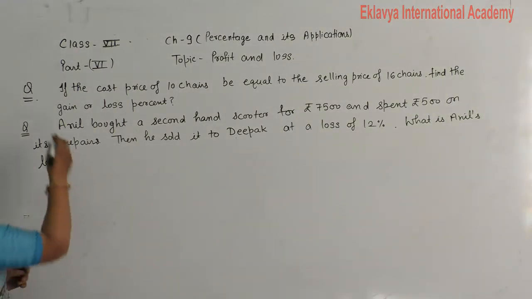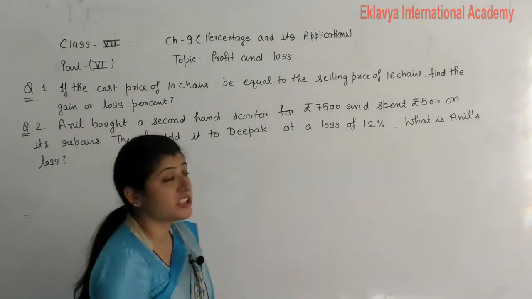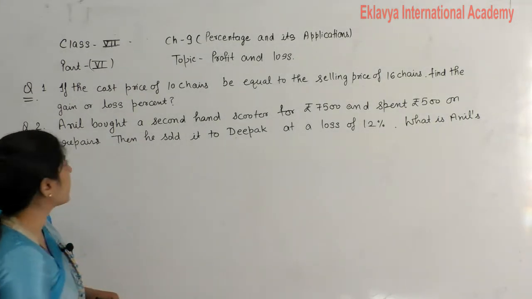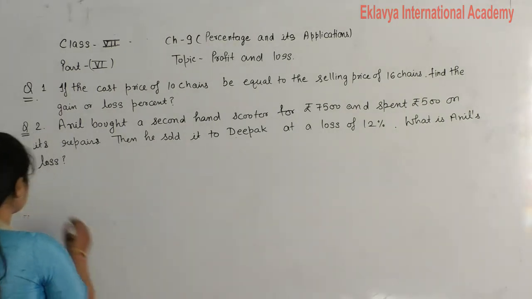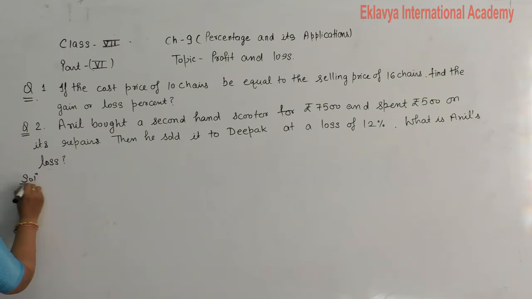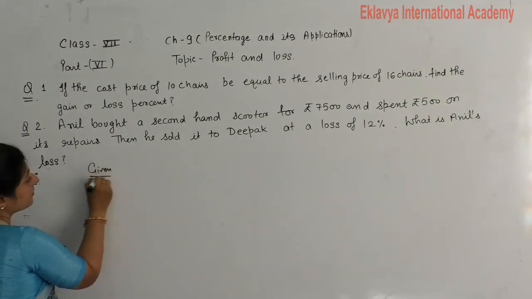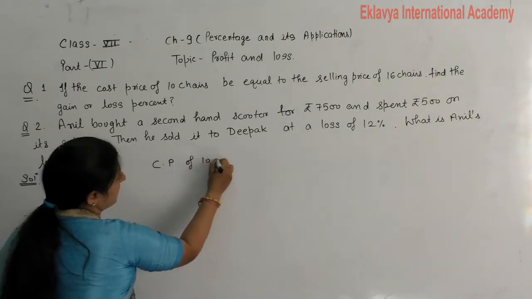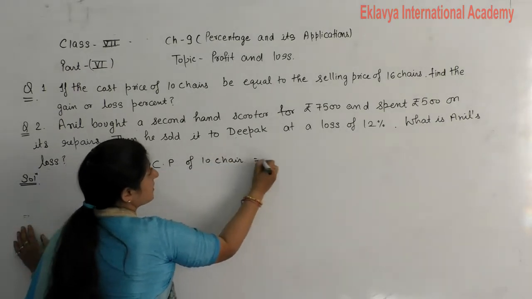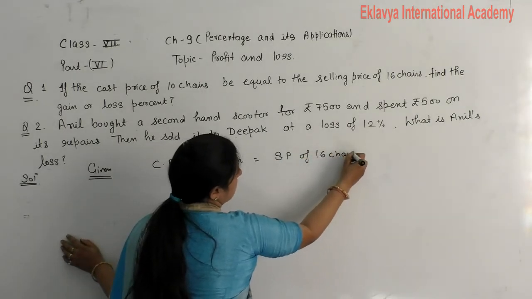First question is this: if the cost price of 10 chairs be equal to the selling price of 16 chairs, find the gain or loss percentage. How to solve these types of questions? See the solution. What is given to you? Firstly write down, given: cost price, CP of 10 chairs is equal to selling price of 16 chairs. It is given to you.